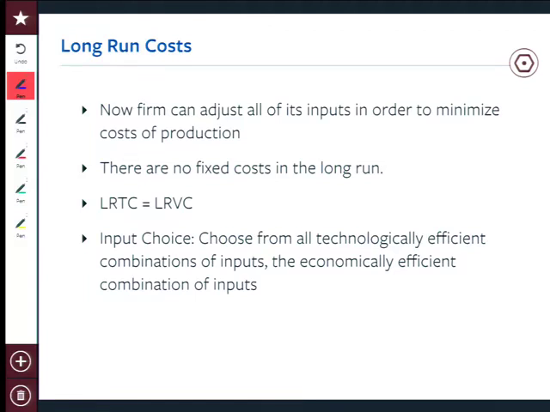capital, which we call here an input mix or combination of inputs, but from all technologically efficient combinations of inputs, right? No waste of inputs here. There's no slack labor or capital sitting around. But you've got to figure out what is the combination of labor and capital that is economically efficient, right? And by economically efficient, we're ultimately going to mean the one that's going to help us maximize profit, but we'll see that in a second.